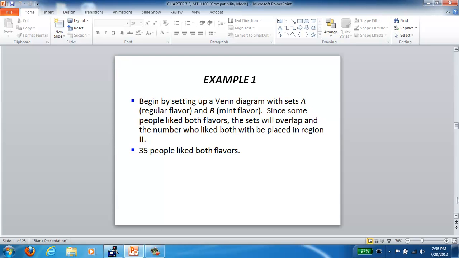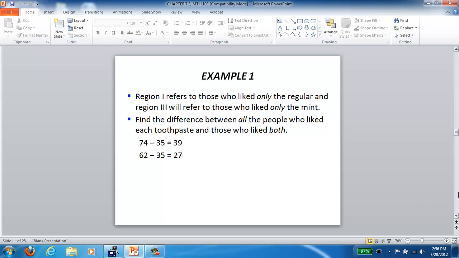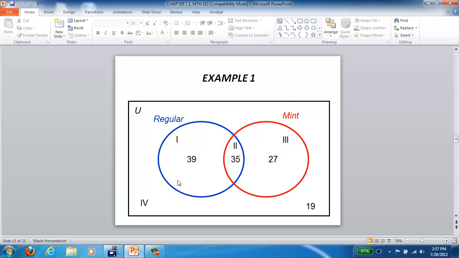One more time, we start with the people that like both. So 35 people like both flavors. Then area 1 goes to the people that like only regular, and area 3 to those that like only mint. So you have to find the difference between all the people who liked each toothpaste and those who liked both. So here we have 35 people that like both, 39, which is 74 minus 35, that like only regular, and then 62 minus 35, 27, that like only mint.